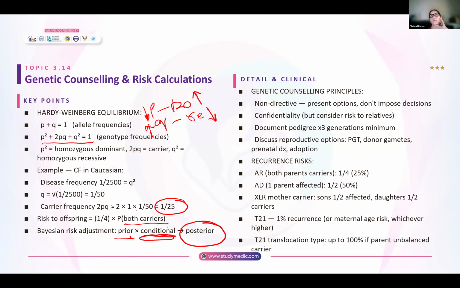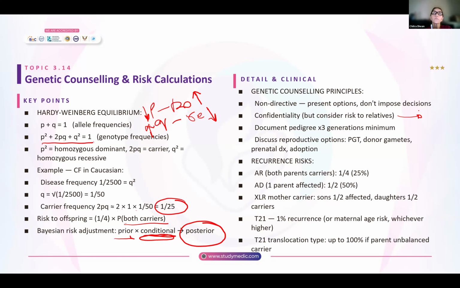Second is always maintain confidentiality. But you will tell them what is the risk to the relatives, like BRCA1, BRCA2. We know that other members of the family could also be at risk of developing that cancer. So even though you are maintaining confidentiality of that individual or the couple, you should be aware of what the risks are to the other relatives.